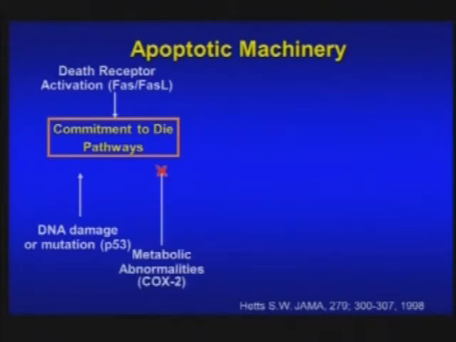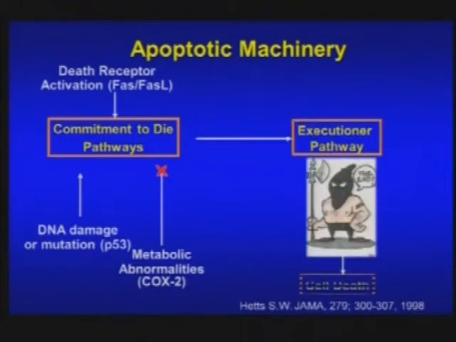There's also metabolic abnormalities that can inhibit these pathways to apoptosis. And again, the example in Barrett's is overexpression of COX-2. COX-2 can act to inhibit these commitment to die pathways. Regardless of how the pathways are activated, they converge on a single executioner pathway, which triggers cell death.